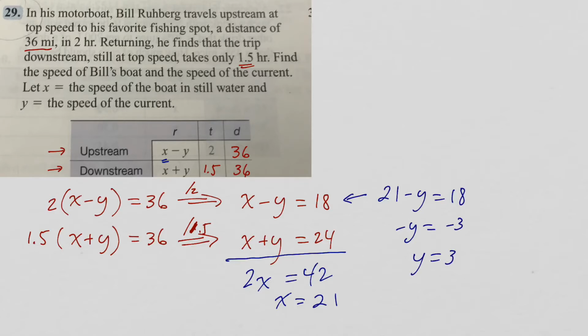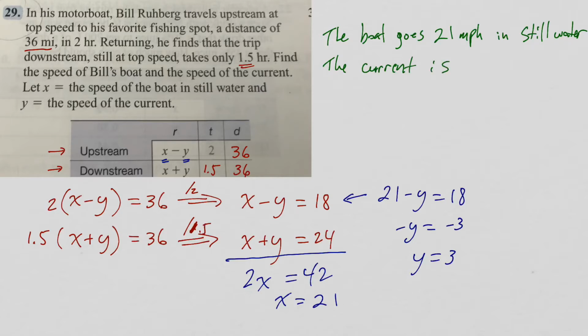And that tells us the speed of the current. So we'll say the boat goes 21 miles per hour in still water, and the current is 3 miles per hour.